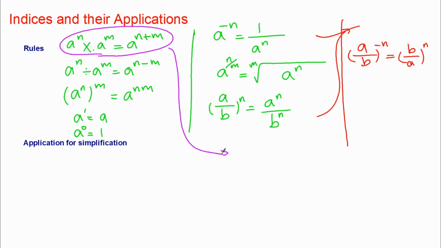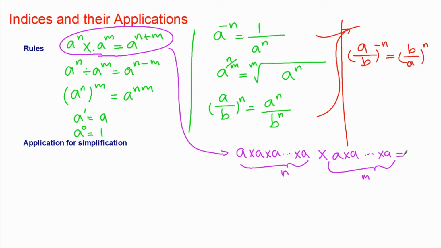Just to give you an example, a to the power of n times a to the power of m. When we look at a to the power of n, it means a has been multiplied by itself n times. And then we multiply that by a to the power of m, which basically means times a again times a, but this time a has been multiplied by itself m times.